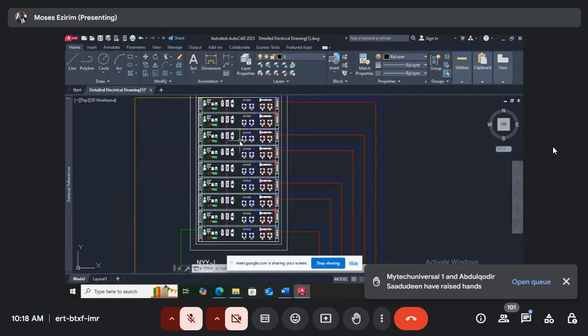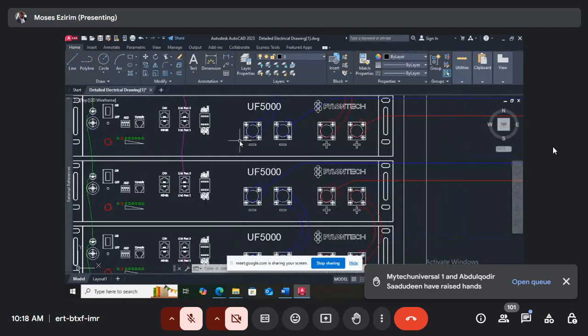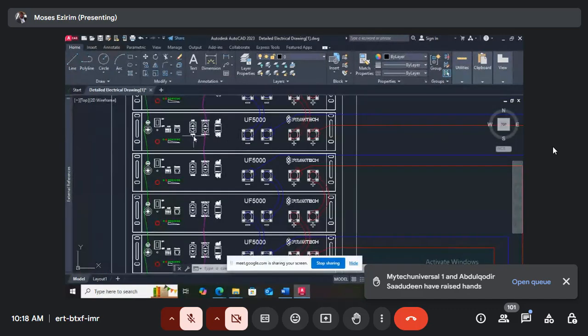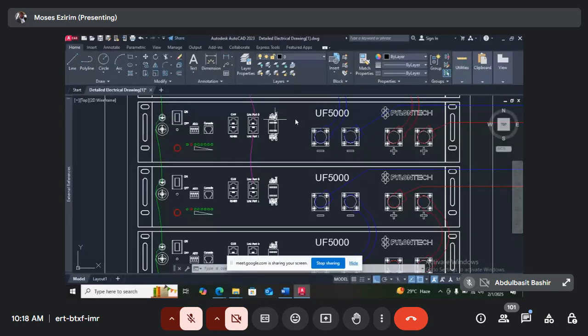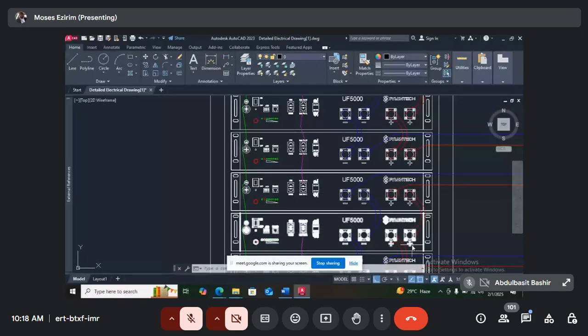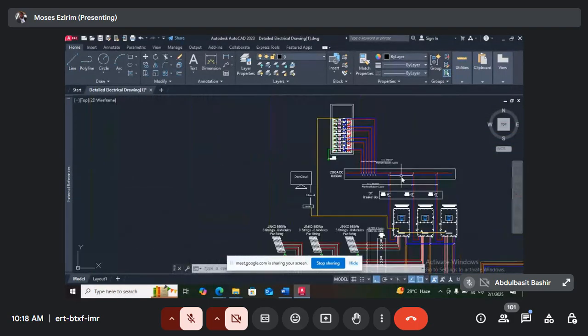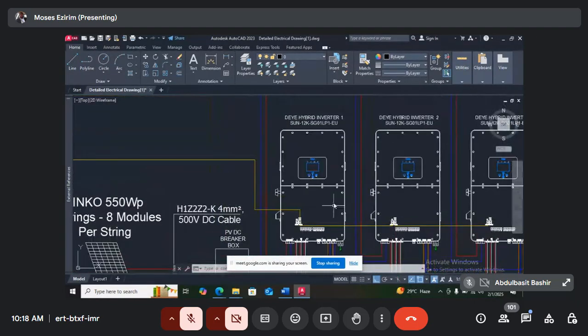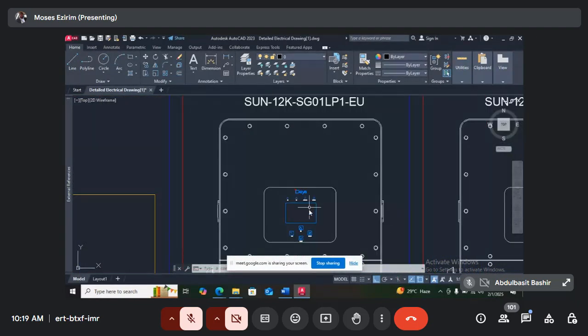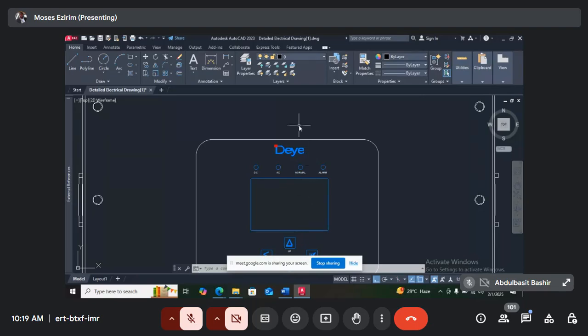So now this is the AutoCAD. Without me telling you, you can see the battery. Everything is well detailed. Can you see it's a Pylontech? Can you see the cables as well? Can you see the series cables? Let's go to the inverter. Can you see the inverter? This is a Deye inverter. Can you see everything is well detailed?